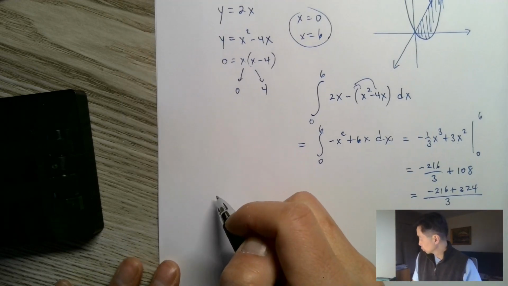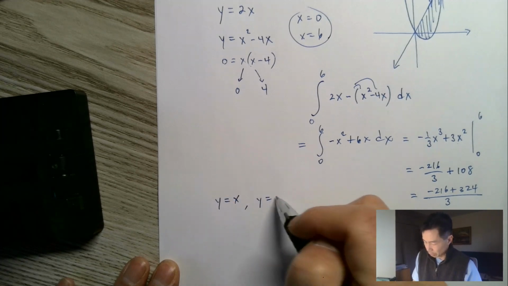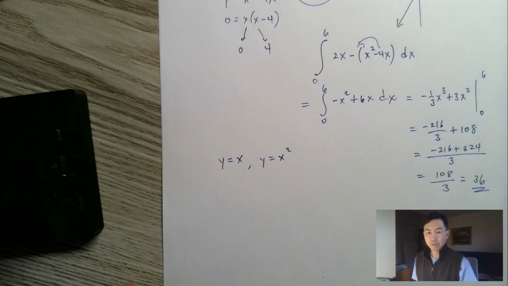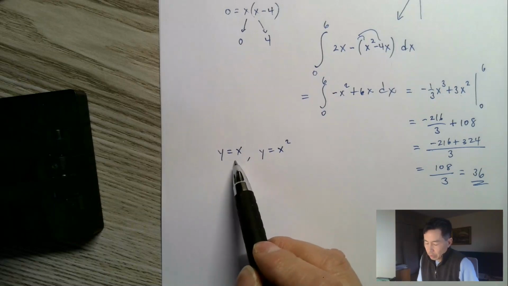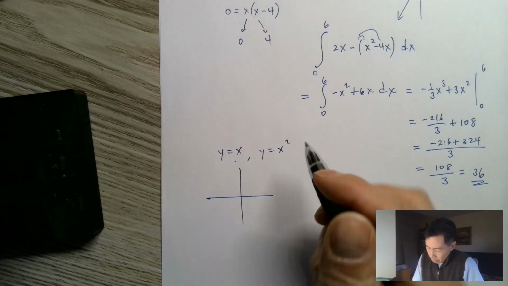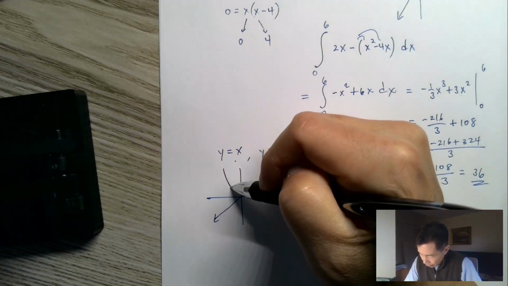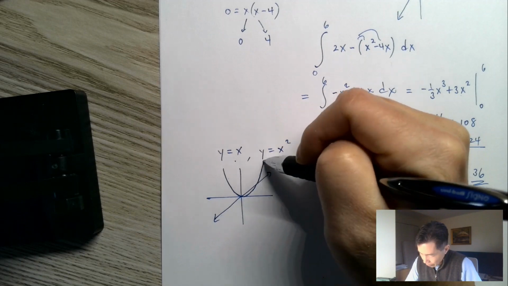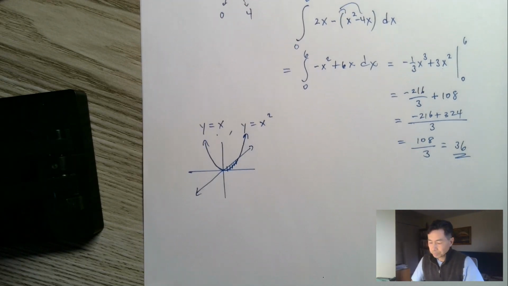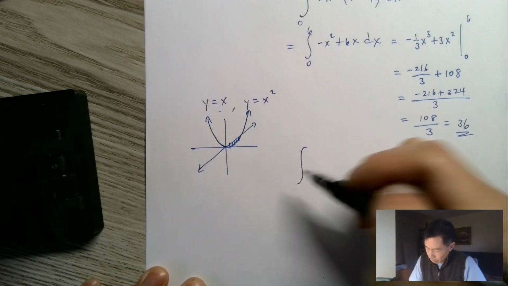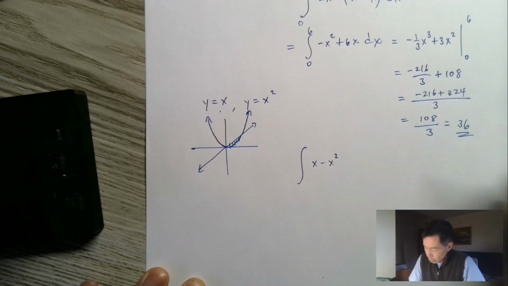All right, the next one we're going to do is y equals x, y equals x squared, and you are not given the left and right bounds. So we're going to have to find that on our own. At least we know what these look like. This is a straight line going through the origin with a slope of 1, and this is a parabola. So we're going for this area, and we know that the upper function is the line, so x minus x squared dx.